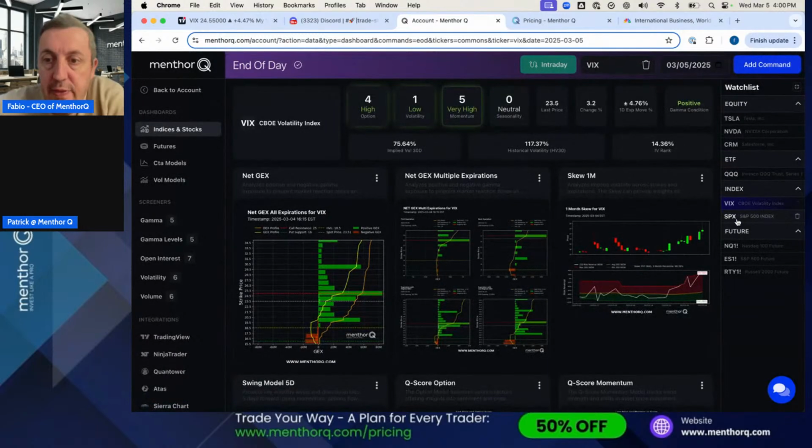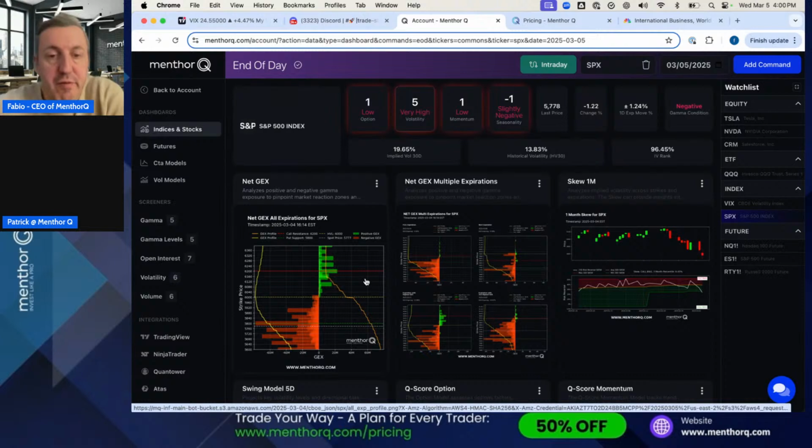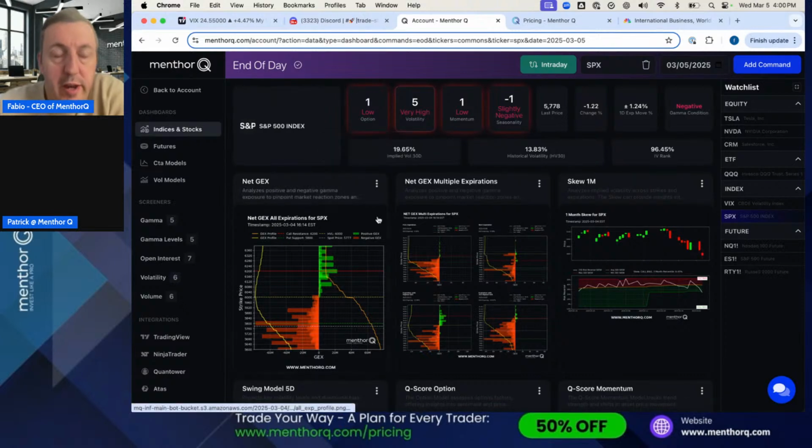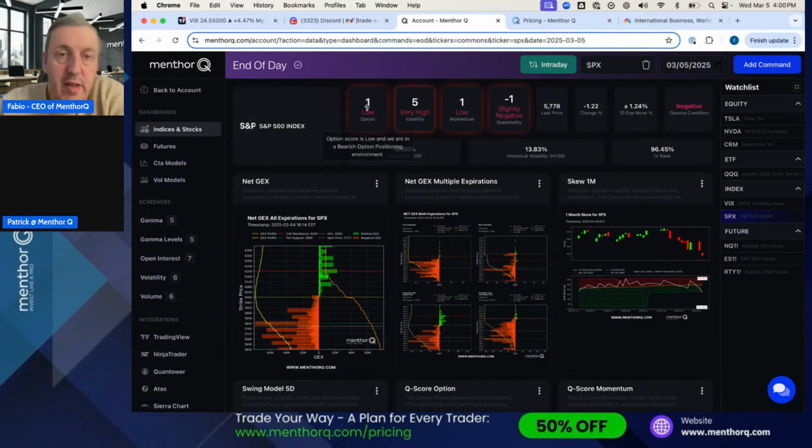Then if we bring up our SPX chart, as you can see, the picture is, of course, opposite. If we look at our Q score, the Q score basically was released this week. And the goal of the Q score is to really give you a snapshot on the asset that you're looking for by looking at 4 different factors: option, volatility, momentum, and seasonality, right? So we are in a very low vol. So the score goes from 0 to 5 on the 3 factors right here, and goes from -5 to +5 on seasonality. So we are in a very low option environment.